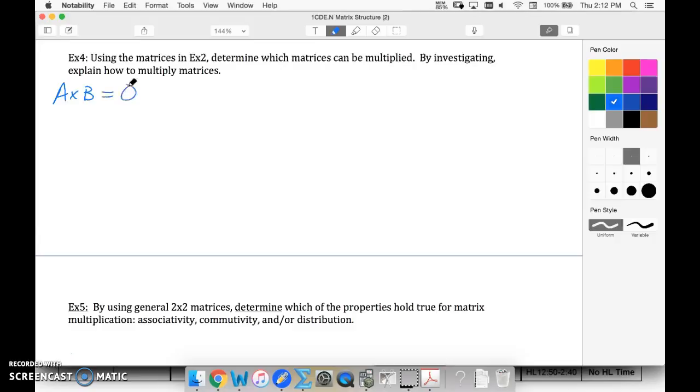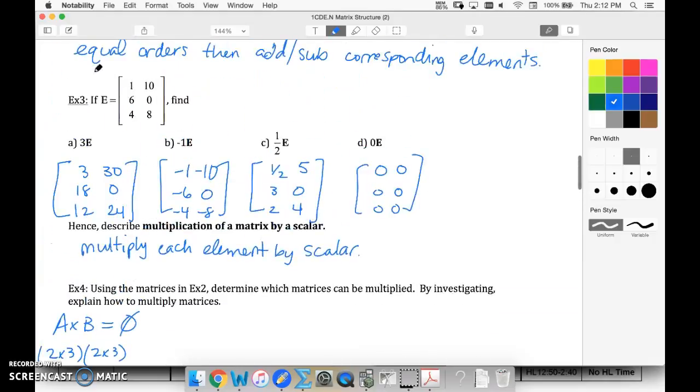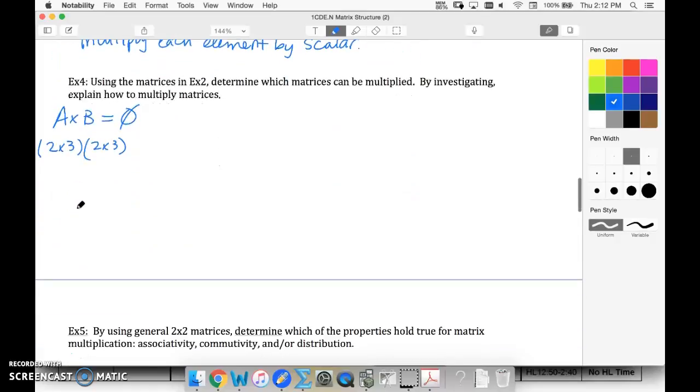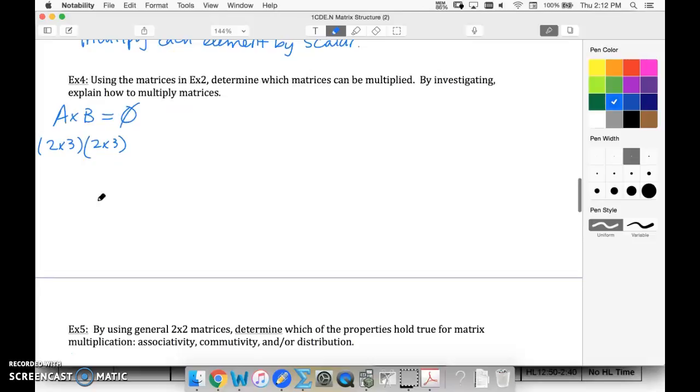Notice that A was a 2 by 3 and B was also a 2 by 3. So remember, we talked about order up here with addition, that we had to have equal orders. So obviously equal orders doesn't work for multiplication. So I want you to investigate this and see if you can figure out the rules for multiplying matrices. I'm going to go ahead and describe what they are, but I really think it's beneficial if you explore it on your own.